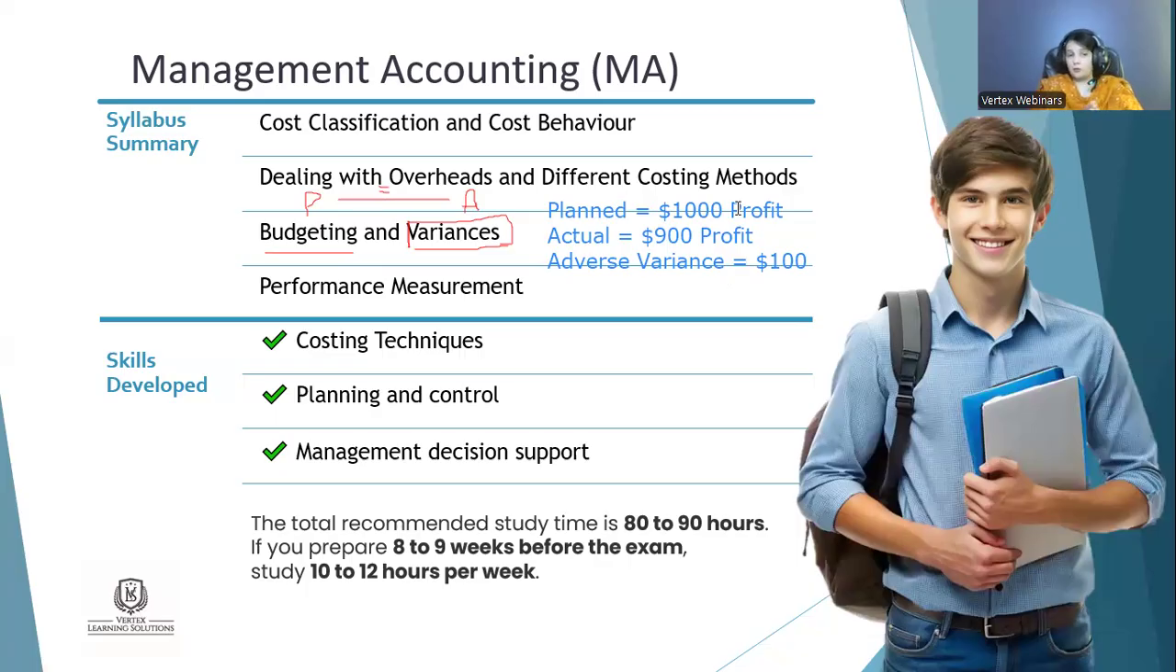So you need to control when you see this, when you are comparing the plan and the actual results. This is called controlling. And then performance measurement is there. You are going to learn how to measure the performance of a business, how to measure the performance of different departments, different managers. Because you know that when the results are there, the figures are very important.